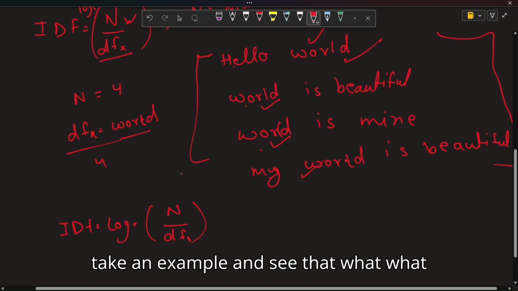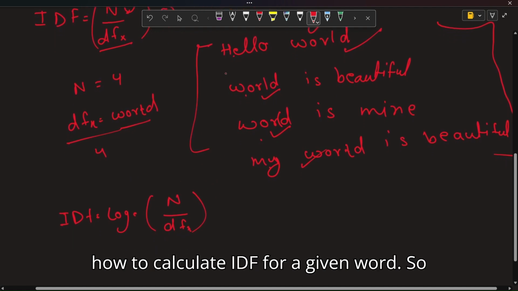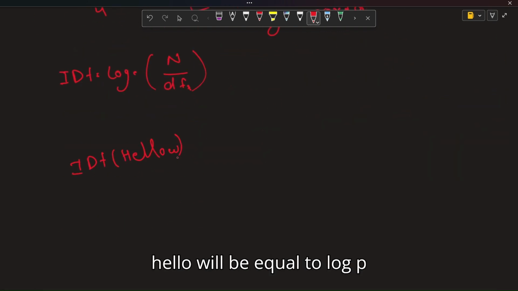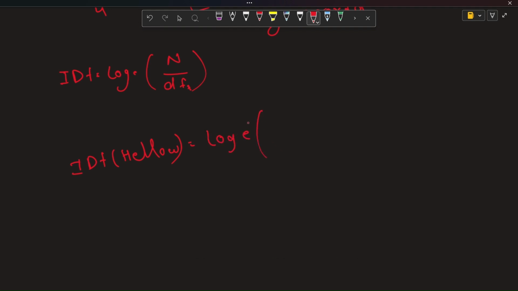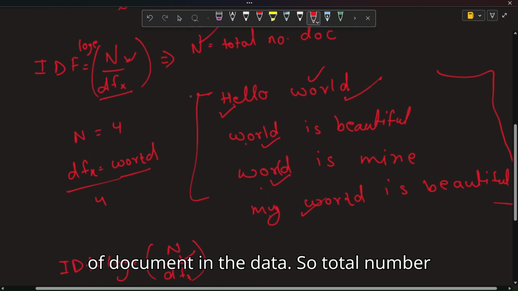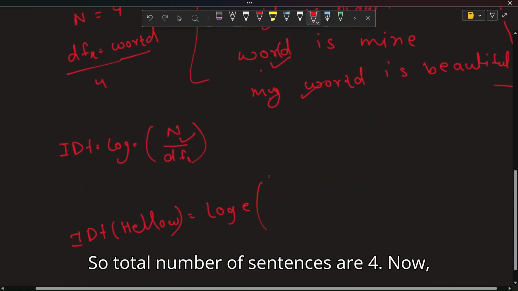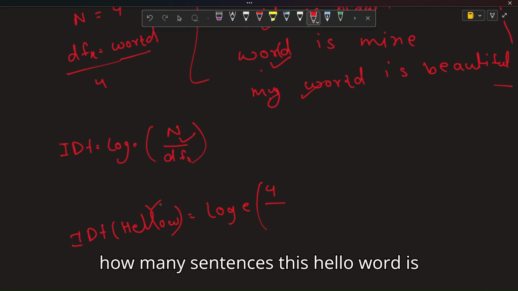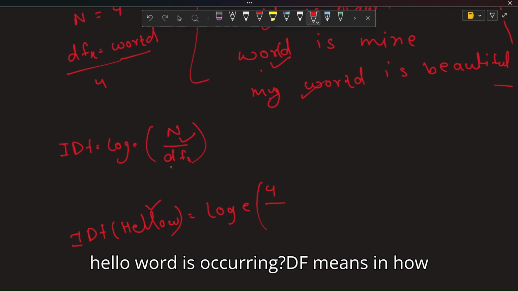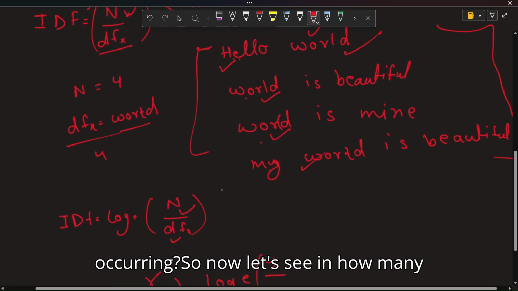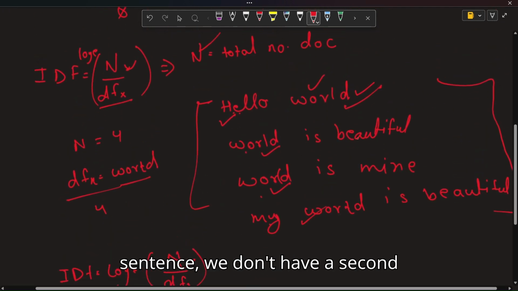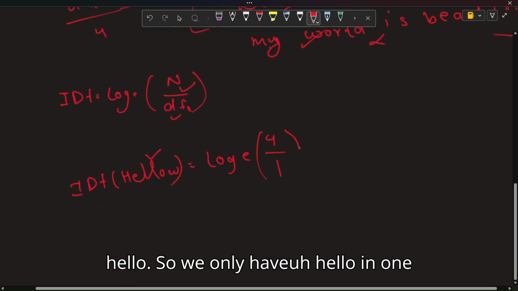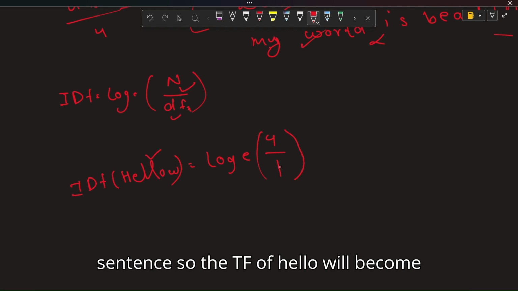Now let's take an example and see how to calculate IDF for a given word. Let's say we are calculating IDF for hello. So IDF for hello will be equal to log e n, where n is the total number of documents in the data. So the total number of sentences is 4. Now, in how many sentences is the word hello occurring? df means in how many sentences this word is occurring. We have hello in the first sentence, we don't have it in the second sentence, in the third sentence we don't have hello, and in the fourth sentence we don't have hello. So we only have hello in one sentence, so the df of hello will become 1.